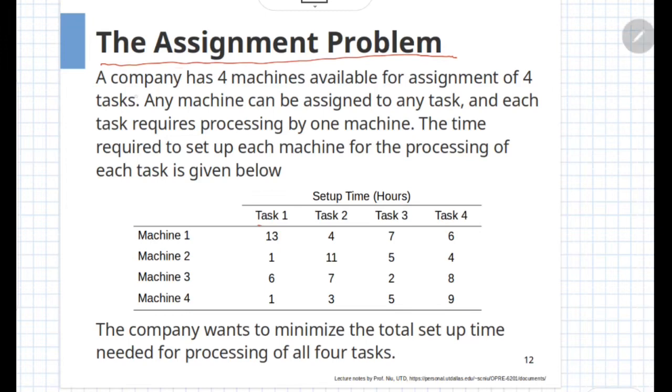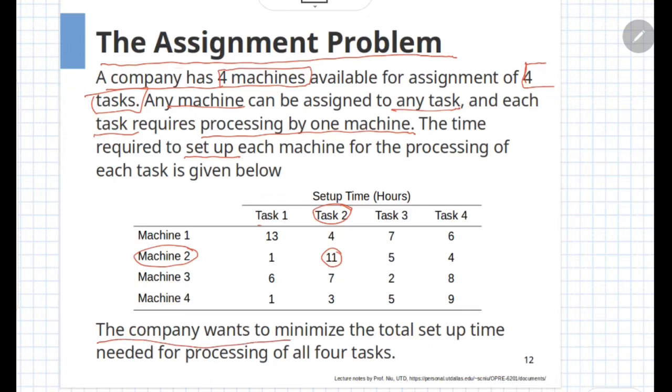In this example, a company has 4 machines which are available for assignment to 4 tasks. So there are 4 machines which are able to do 4 tasks. Any machine can do any task, and each task requires processing by any one of the machines. The time required for setup for each machine is given in the table here. So for example, for machine number 2 to perform task number 2 requires 11 hours.